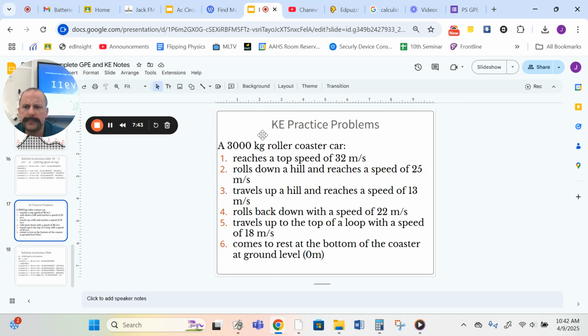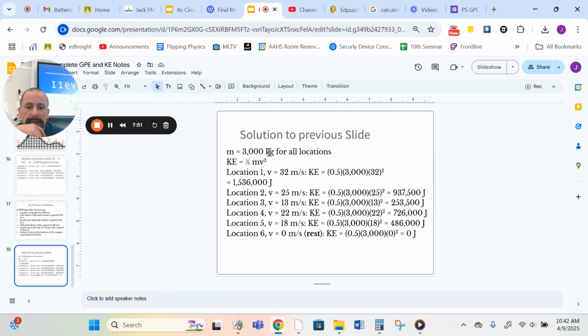Again, another example of going through and doing the calculations. I have 3,000 kilograms. If it's going 32 meters per second, again, 0.5 times the mass. And again, the only thing that's going to change is the velocity. And here are the different values for those different energies on this particular problem set.